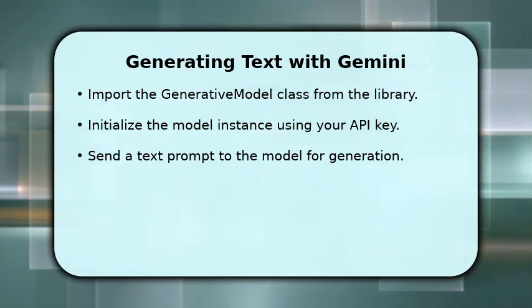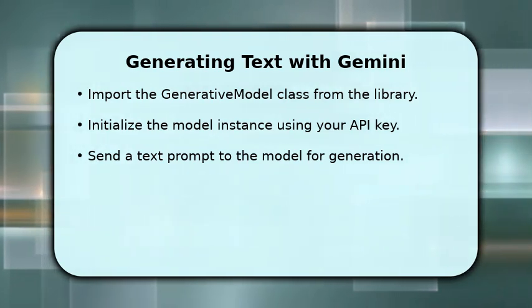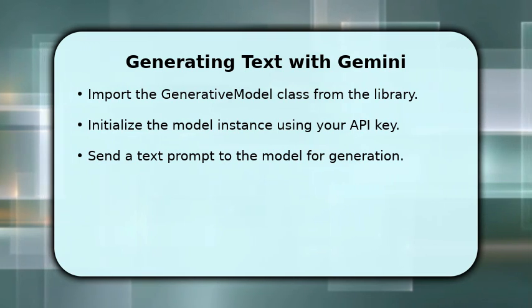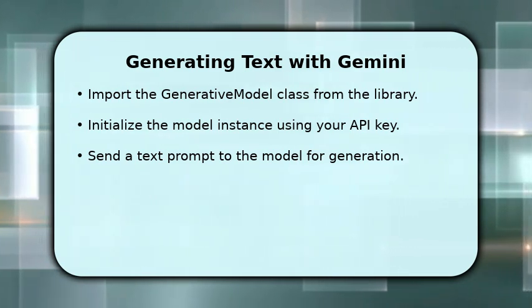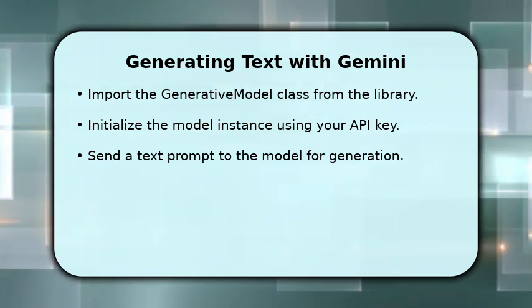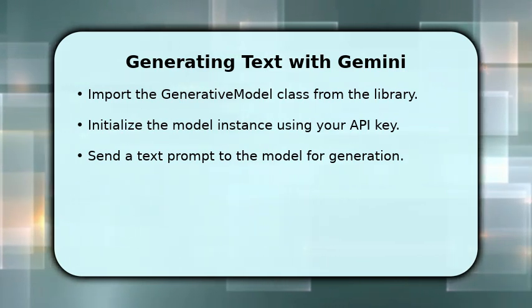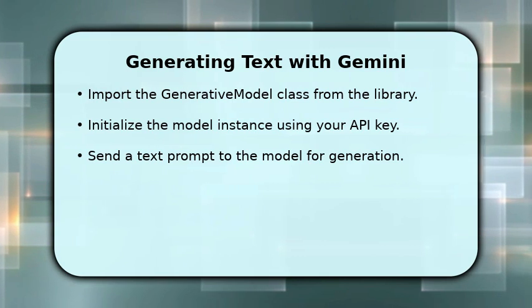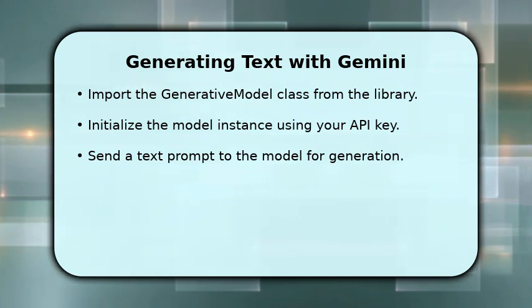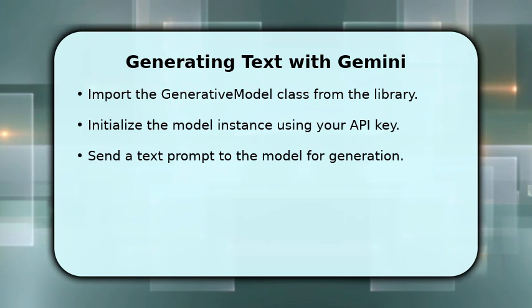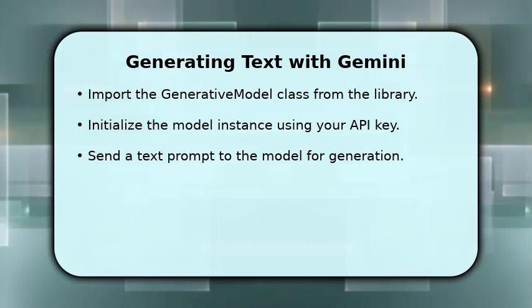First, import the generative model class from the installed library. Then, initialize a new model instance, passing in your API key for authentication. You can then send a text prompt directly to this model. The model will process your request and return a response, from which you can easily extract the generated text content, often in just a few lines of code.